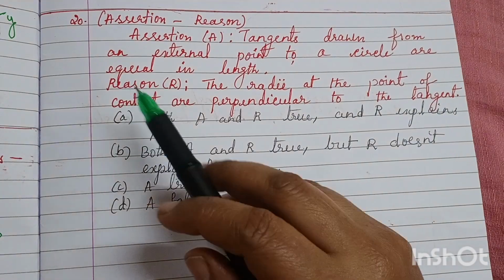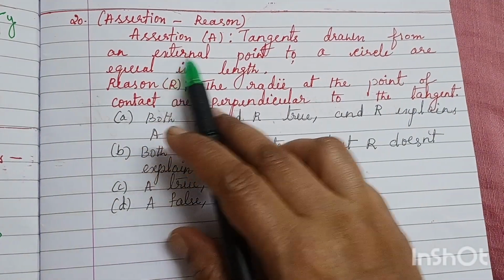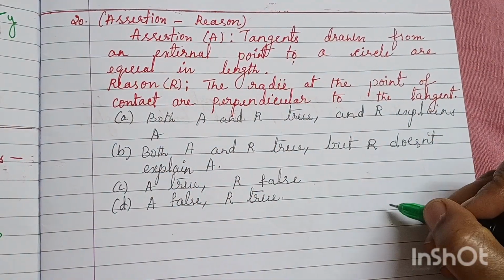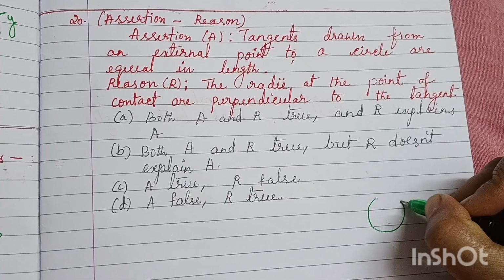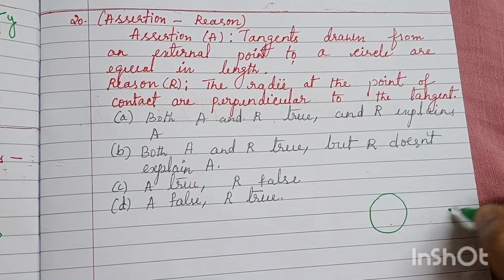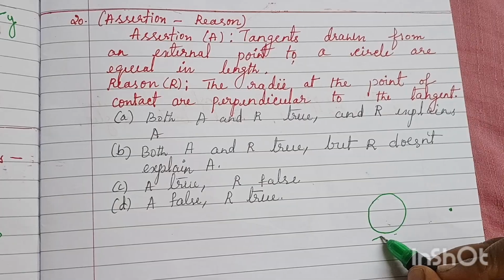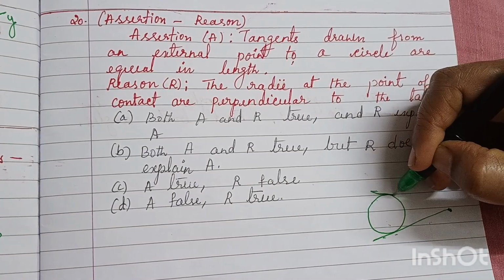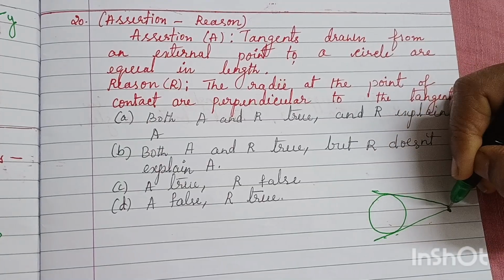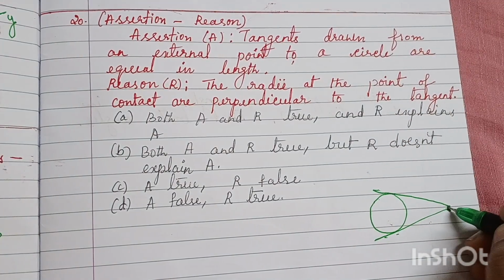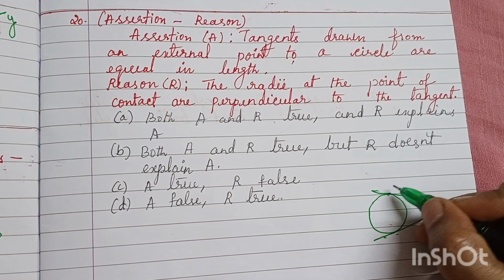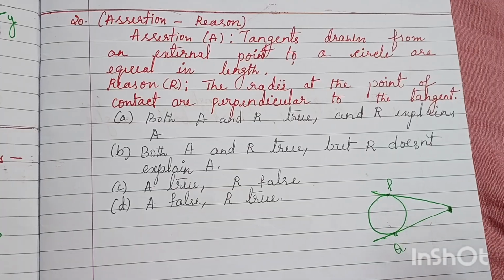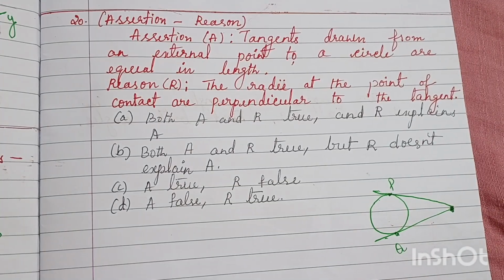Assertion: the tangents drawn from an external point to a circle are equal. Tangent means it touches the circle and goes past. From an external point, only two tangents we can draw. So these P and Q are called the points of contact. The point where the tangent touches the circle is called the point of contact.